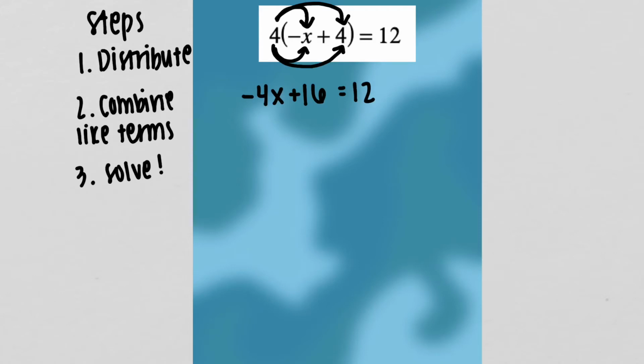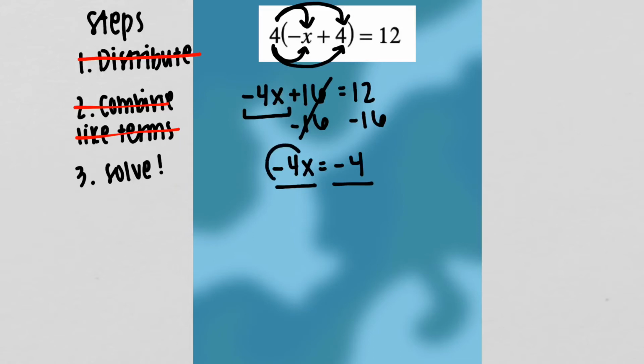So we got rid of our parentheses, we distributed, we did our first step. The next one, of course, is to check for like terms. So on the left side, I can't combine those. On the right side, it's 12 by itself. So step 2 is also done. Now our last step is to solve. I want to get the x by itself. So I need to just subtract the 16 from both sides. It cancels out on the left side, and I'm left with negative 4x equals 12 minus 16 gives me a negative 4. Now our last step to get x by itself is to divide by everything in front of it.